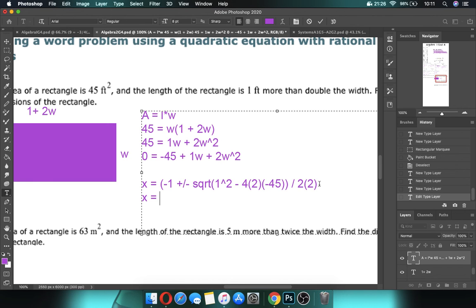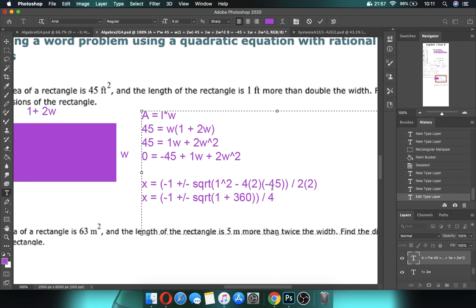So what are we left with? We have opposite b plus or minus the square root. Let's simplify the stuff in the square root. What is 1 squared? 1. What is a negative times a negative? A positive. What is 4 times 2 times 45? Okay, so 45 doubled is 90, and then 90 times 4 is 360. Okay, and then all of that is over 2 times 2, which is 4.